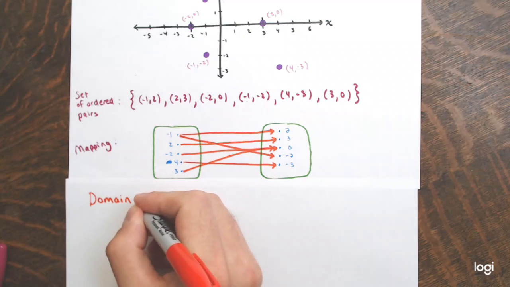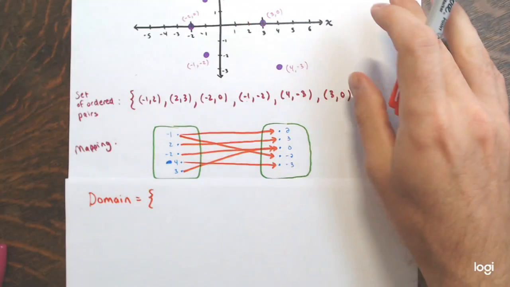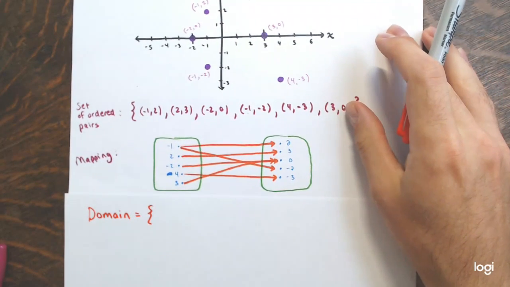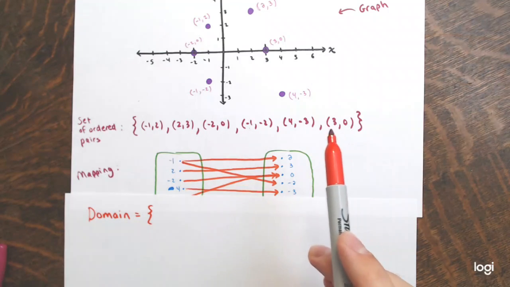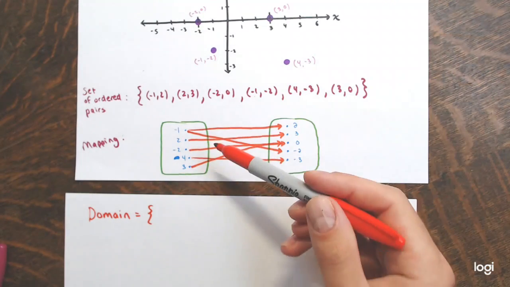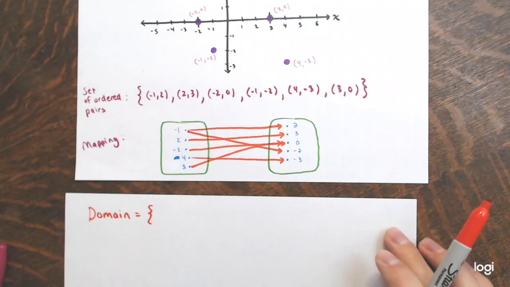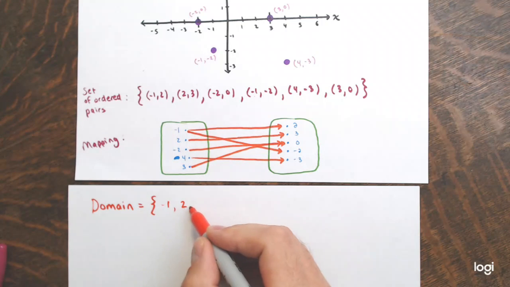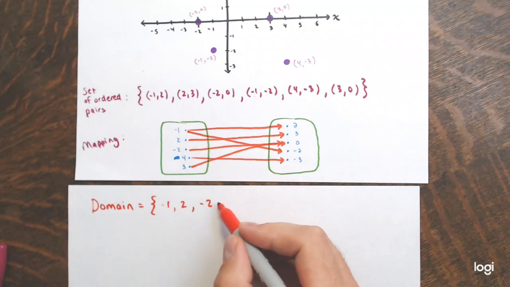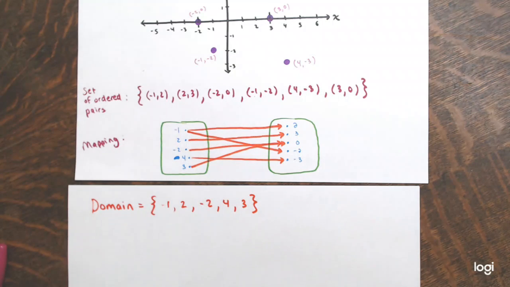again, the domain is just simply the set of the inputs, right? All the x coordinates of the points on the graph, or the first coordinates of the points in the set of ordered pairs, or all the elements in this first set that actually have at least one arrow coming off of it, and that would be -1, +2, -2, +4, and +3, and that's it. Those 5 values.